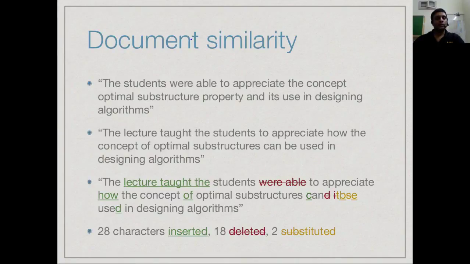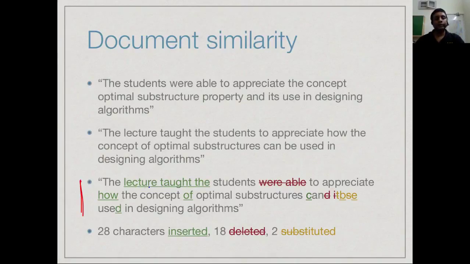The first sentence says, the students were able to appreciate the concept optimal substructure property and its use in designing algorithms. The second sentence says, the lecture taught the students to appreciate how the concept of optimal substructures can be used in designing algorithms. So the third sentence here indicates how one might obtain one of these two from the other. If you have used certain document preparation systems which allow you to track changes, it will typically indicate the changes between one version of a document and another version like this.